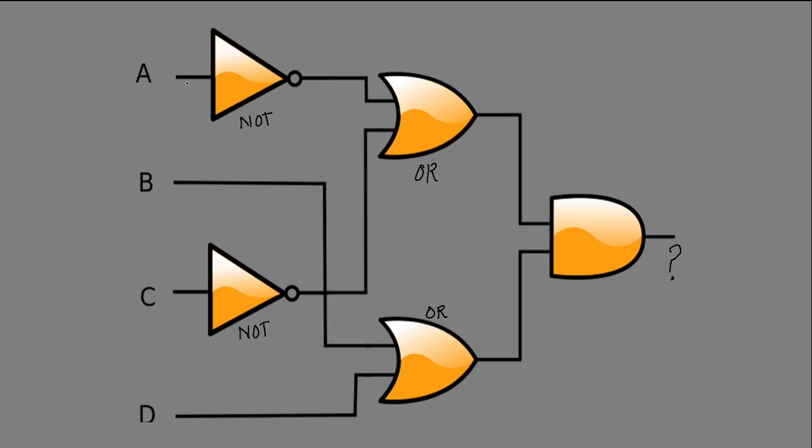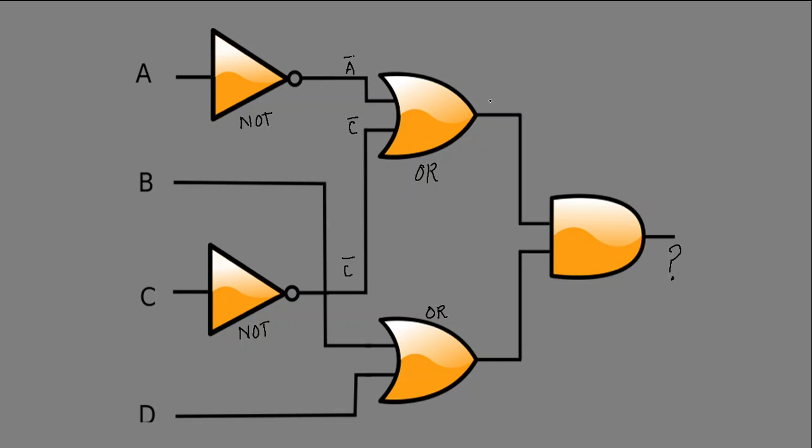That means A, which is the input of the NOT gate, will be complemented at the output side. So here instead of A, it will be A complement, right? So A complement will be entered as an input to this OR gate. Now this C is again complemented, so after complementing it, it will become C complement, and this C complement is given as input to this OR gate. So the inputs to this OR gate are A complement and C complement.